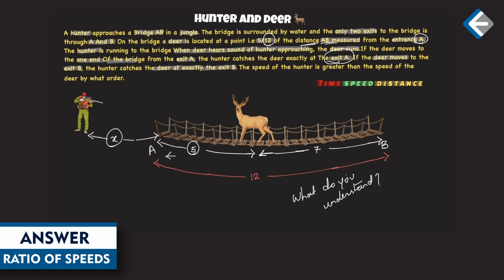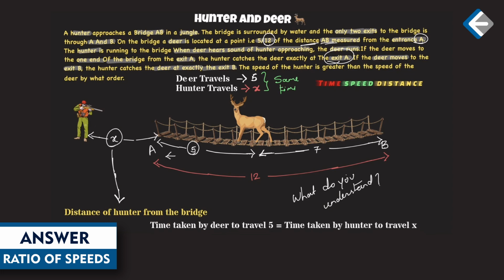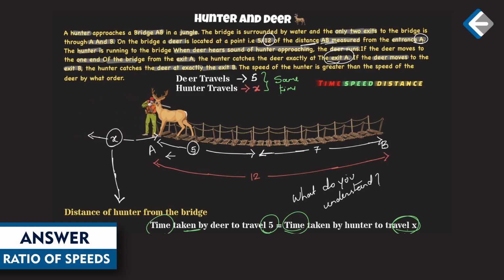Let x be the distance of the hunter from the bridge when the deer hears the sound of the hunter. Now we know when the hunter travels x, the deer travels 5, because they both meet at exit A. So when the deer travels 5, the hunter travels x in the same time. The time taken by the deer to travel 5 is the same as the time taken by the hunter to travel x, because he catches the deer exactly at the exit A. Let it be 1 minute, 2 minutes, 3 minutes, but it is the same time taken. That is what we understand from this.